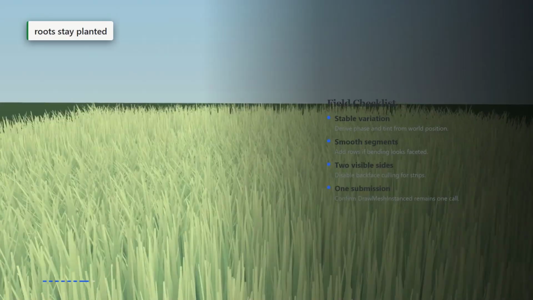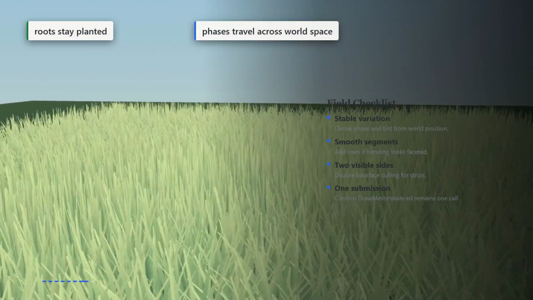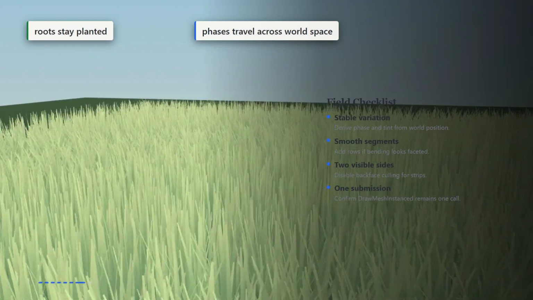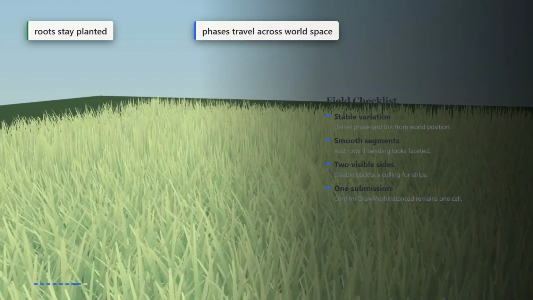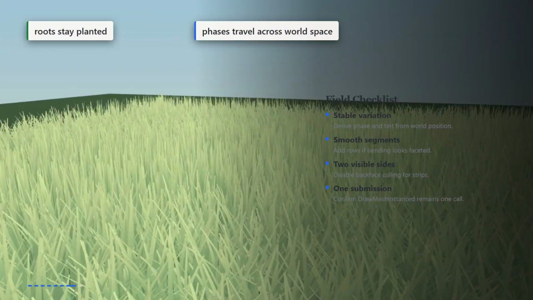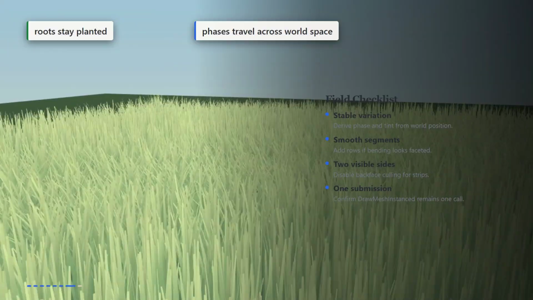Phase and tint come from world position, so variation stays stable as phases travel and roots remain planted. Add rows for smoother bends, disable backface culling, and preserve one DrawMeshInstanced call.